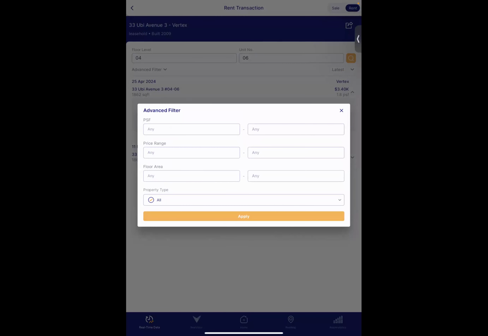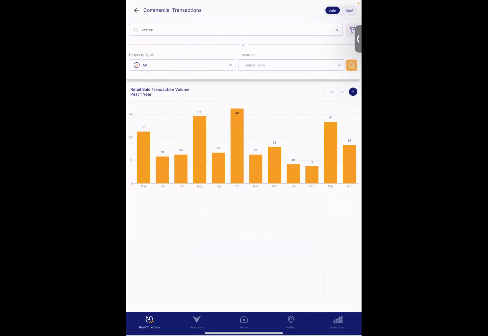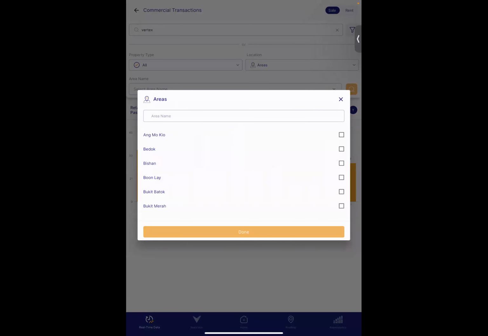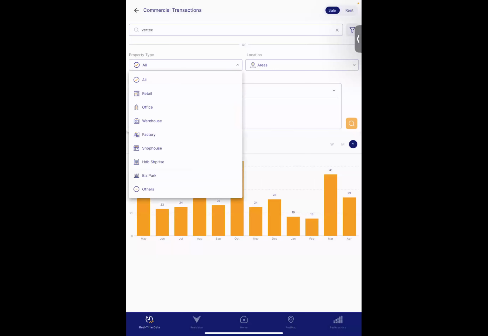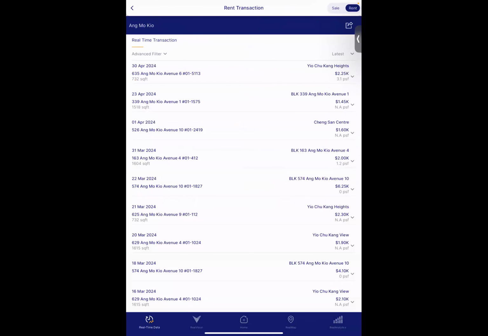Like I mentioned, you can see HDB shophouses also. So let's try Ang Mo Kio, I only want HDB shophouse in Ang Mo Kio. You can select HDB shophouse, Ang Mo Kio, rental. So on 30th April, last week, there is one transaction for block 635 Ang Mo Kio Avenue 6, unit number 015113, 2.25K. HDB shophouse information with unit numbers and transaction data, I don't think anywhere else in the market you can find. So if you're doing commercial, this will be very useful for you.